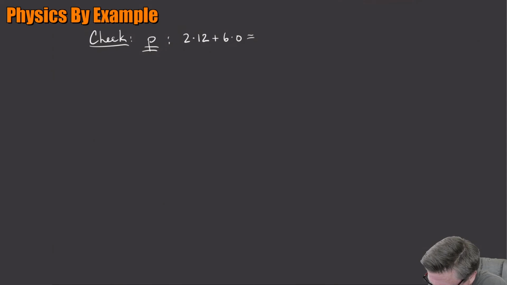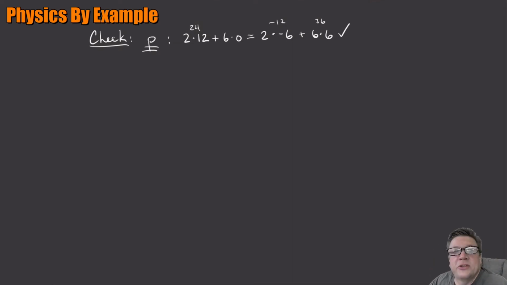Does this equal the final momentum? The final momentum is 2 times a minus 6 plus 6 times a plus 6. So this is going to be like 24. This is going to be minus 12 and 36. And sure enough, that checks out. So momentum was conserved. What about kinetic energy?